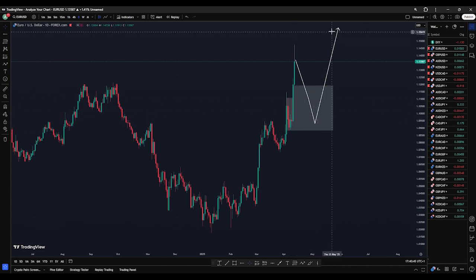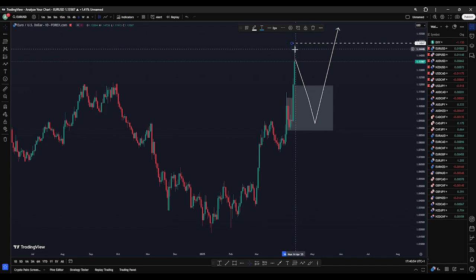Now, if I'm going to be looking for a continuation here, my target is going to be this old high here. So as you can see, this old high. Peradventure this candle closes around this area, this will be my target going into the coming week.